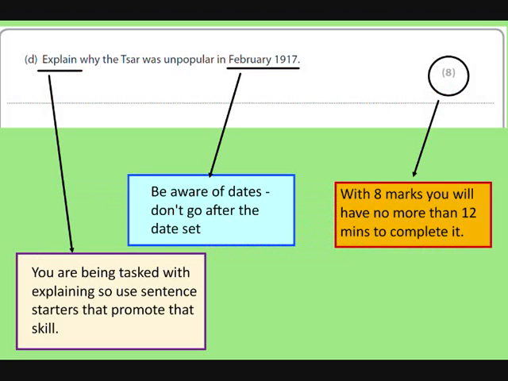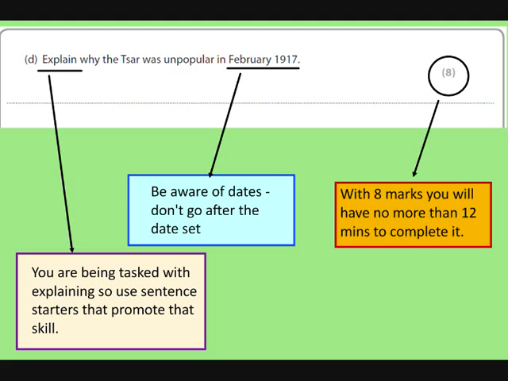So, the first thing to begin with is to understand 1d is a causation question. We can understand that because it says explain why the Tsar was unpopular. So where we see the idea of explaining, we should really be aiming at making sure our sentence starts to promote that skill. Don't say we're going to be describing or identifying facts, we're going to be explaining why these things were important in answering the question.